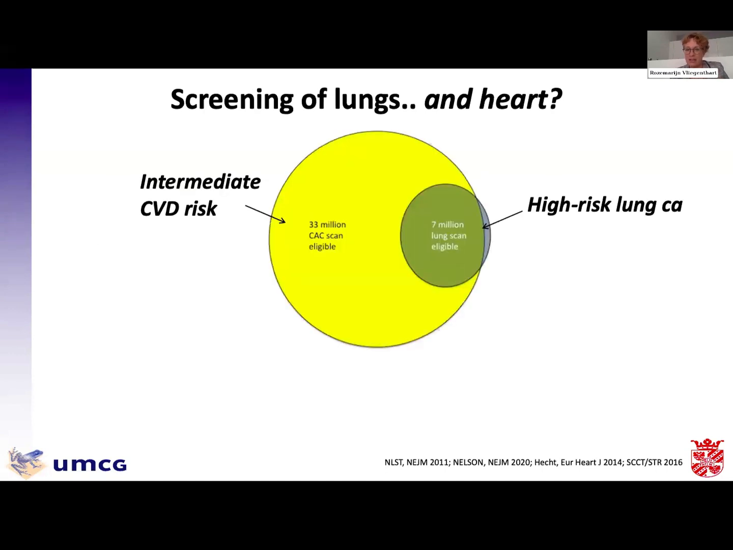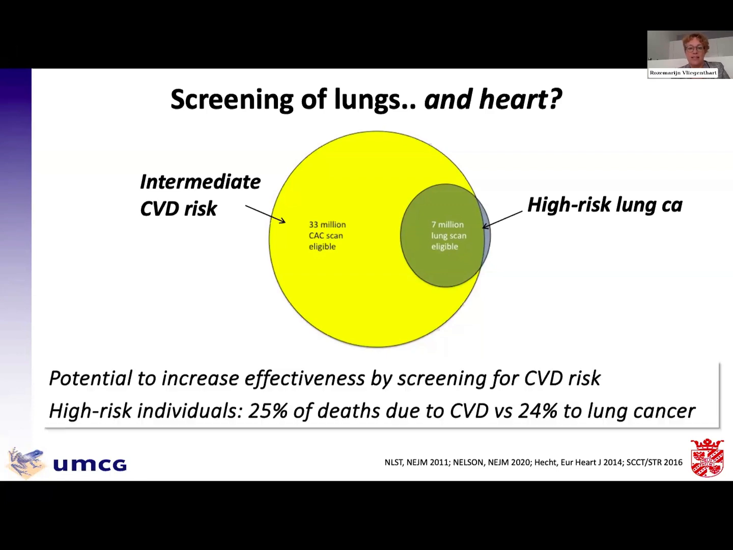When we look at the indication for calcium scoring, this is the intermediate risk population based on cardiovascular risk factors. But it's important to realize that those who have an indication for lung cancer screening, so long-term smokers, generally older individuals and mostly men, nearly all of them have at least an intermediate cardiovascular risk when you put these data into a risk scoring system. So basically, the lung cancer screening population is a perfect cohort to also look at the risk of cardiovascular disease.